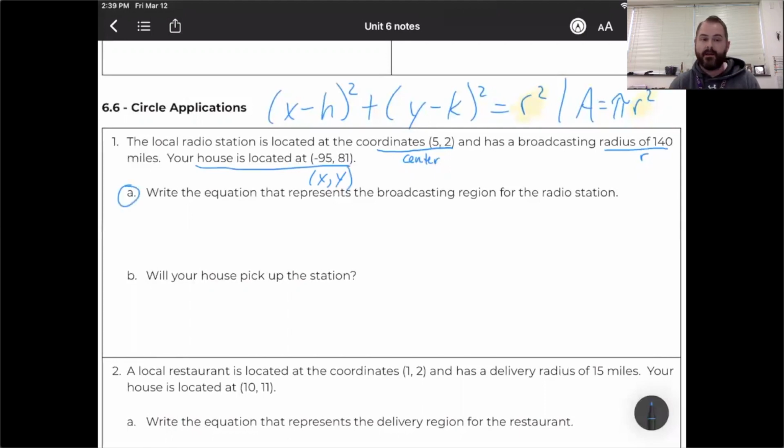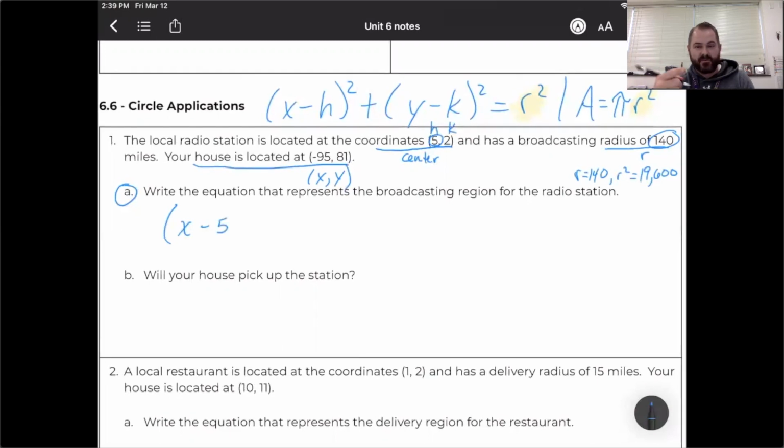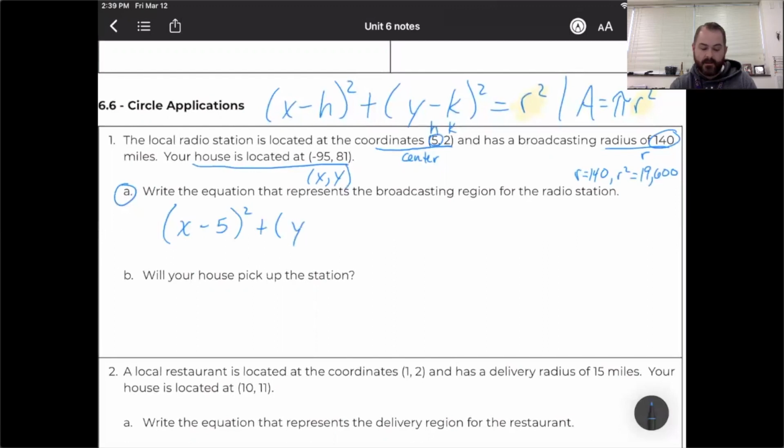The first step, part A, is to write the equation that represents this broadcasting region. We're going to use what the problem gives us: an h and a k for our center, and an r for our radius. If the radius equals 140, then the radius squared would be 140 squared, or 19,600. To write the equation, we start off with x minus 5, because remember it's the opposite of whatever the coordinate is, squared, plus y minus 2 for the k value, squared, equals the radius squared, which we already calculated as 19,600. So that is the equation of this circle that we're representing this broadcast region with.